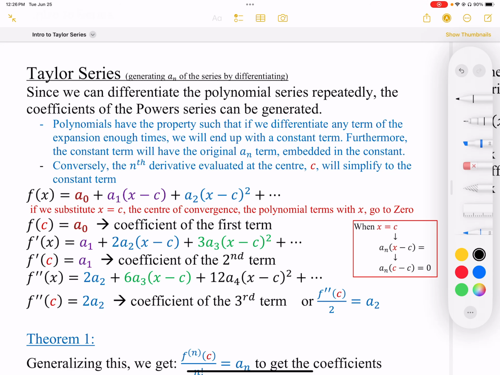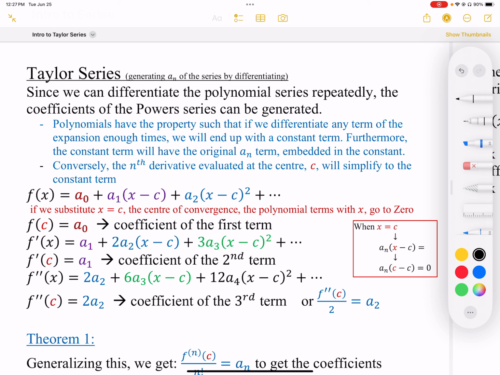We've seen previously that if we start with a general power series and we differentiate this repeatedly, we're going to end up with some constant term in the expression. And by evaluating that series at the center c, we're going to end up with zero factors, which then allow us to isolate the different constant terms.